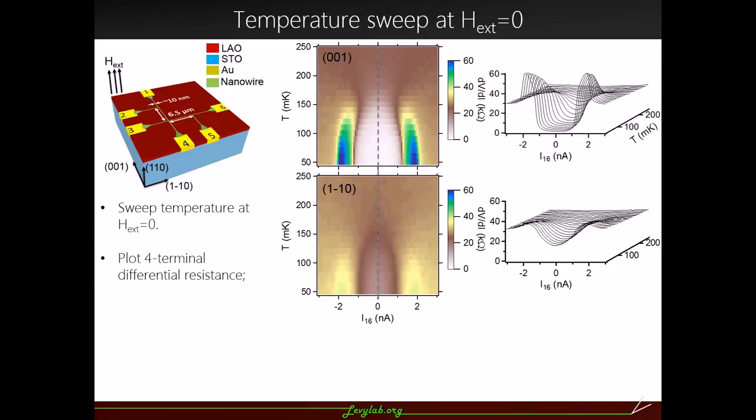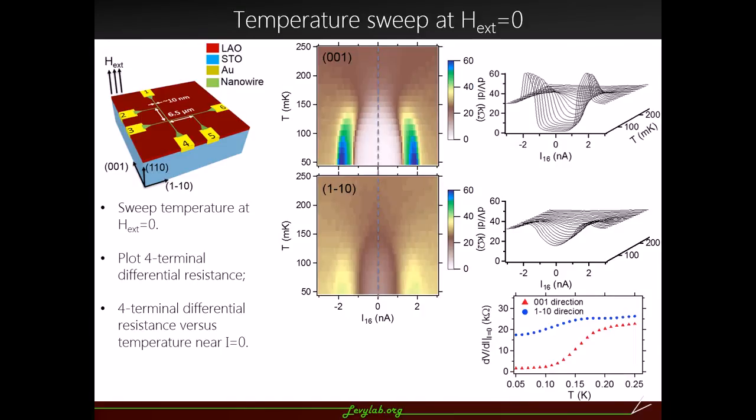In the intensity graph, we see two superconductivity domes, one for the 001 direction and the other for the 1-10 direction. And we can also plot out the 4-terminal differential resistance versus temperature around zero bias. Basically, we see a broad superconductivity transition as a function of temperature, and also the 1-10 nanowire has a higher residual resistance compared to the 001 case, which shows some anisotropic behavior.